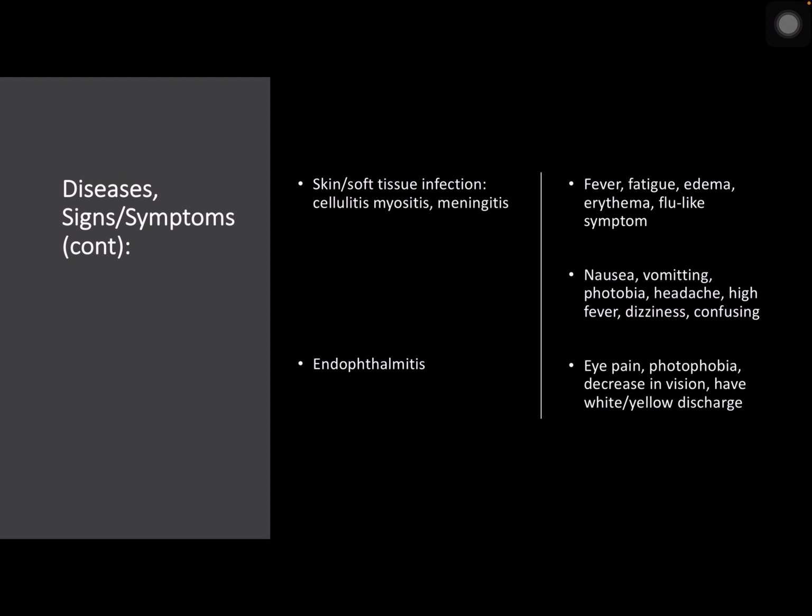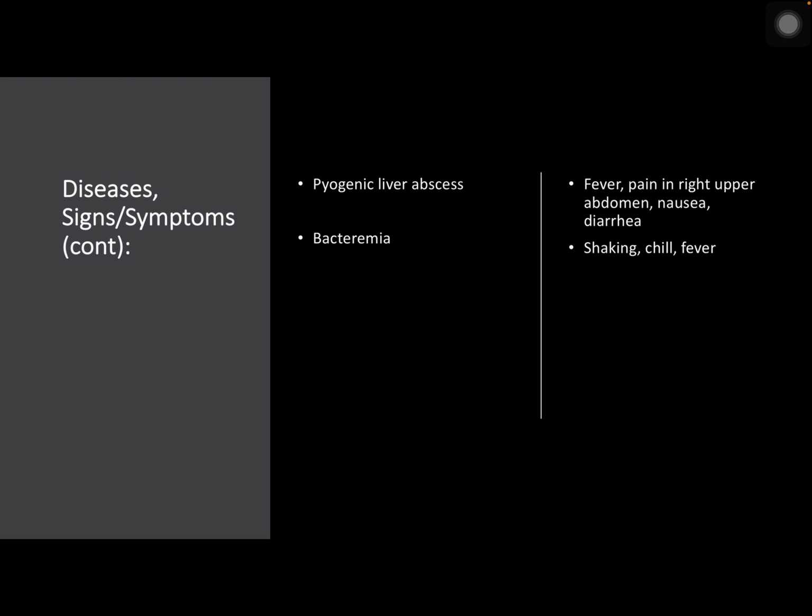For endophthalmitis, which is infection in the eye area, the patient will likely have eye pain, photophobia, a decrease in vision, which is when you have blurry vision, or white or yellow discharge coming from the eyes. And in pyogenic liver abscess, the patient will experience fever, pain in the right upper abdomen, nausea, and diarrhea.